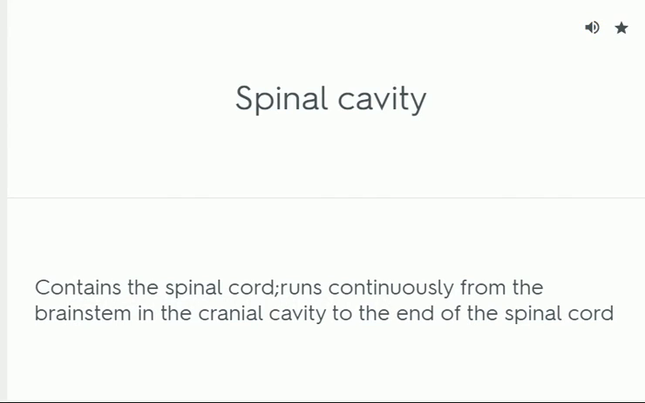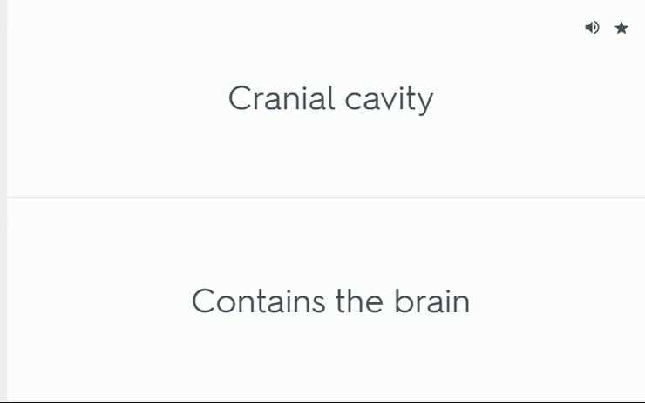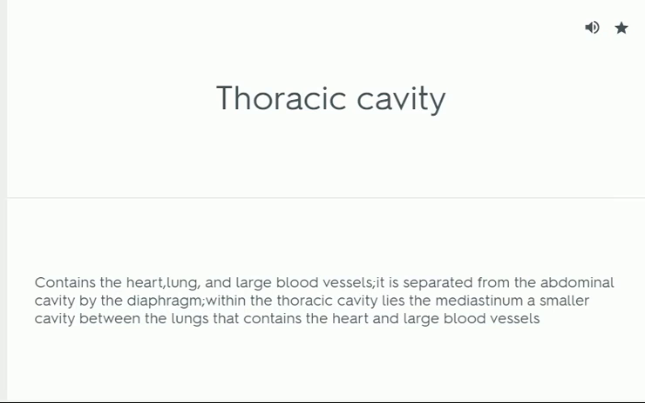Spinal cavity. Contains the spinal cord, runs continuously from the brainstem in the cranial cavity to the end of the spinal cord. Cranial cavity. Contains the brain. Thoracic cavity. Contains the heart, lung, and large blood vessels. It is separated from the abdominal cavity by the diaphragm. Within the thoracic cavity lies the mediastinum, a smaller cavity between the lungs that contains the heart and large blood vessels.